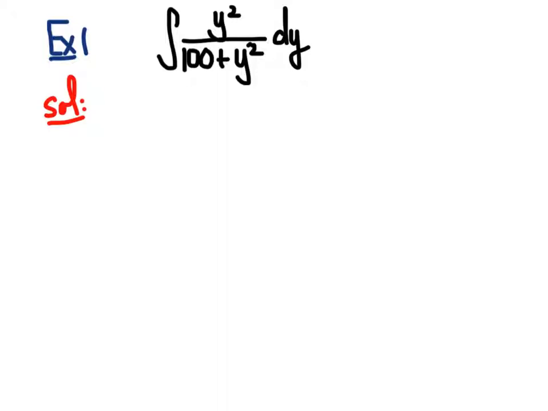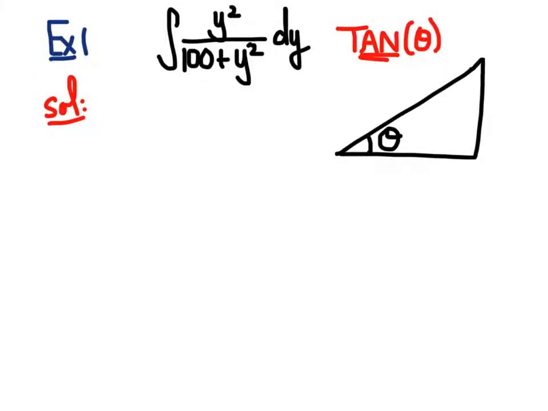Because it's of the form a squared plus u squared, we're going to need a tangent substitution in this case. And we know that there's a different protocol for tangent substitutions and sine substitutions, so this will illustrate the tangent method. What we're going to do is set up our triangle. For the hypotenuse we write the square root of 100 plus y squared. For the height we'll have y, and for the base we'll have the square root of 100, which obviously is 10.